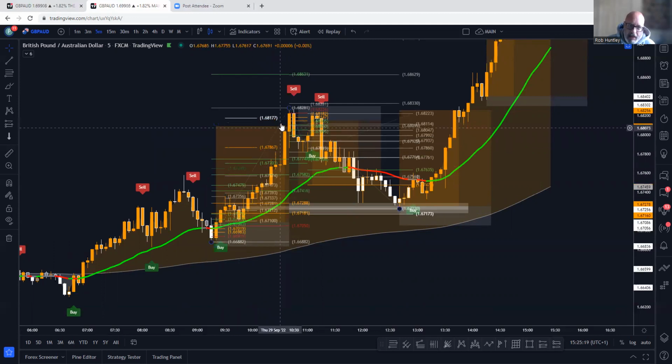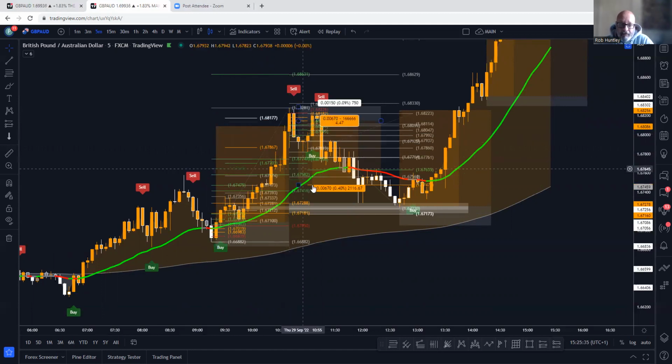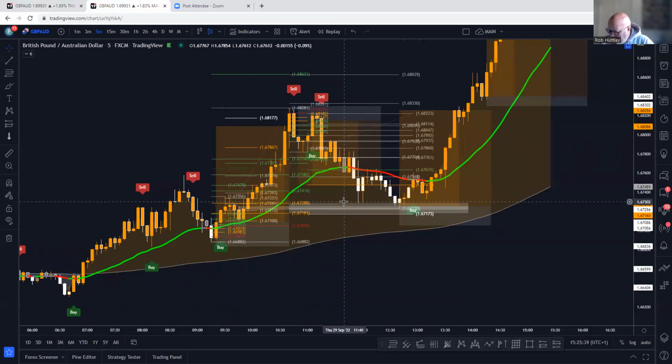And actually, if I'd held on for that run up to there, or even just let it carry on, that would have been a very nice return. But 100 pips, I was happy with that.